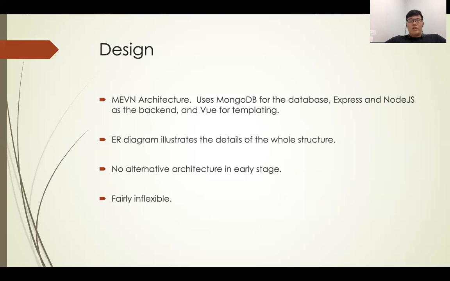As we are in the early stage, and the SDD is just a draft now, we do not have any alternative architectures. For the same reason, currently the architecture is fairly inflexible. Changes in the requirements are not likely to impact the underlying architecture of the system. Also, all the changes have to be well documented.